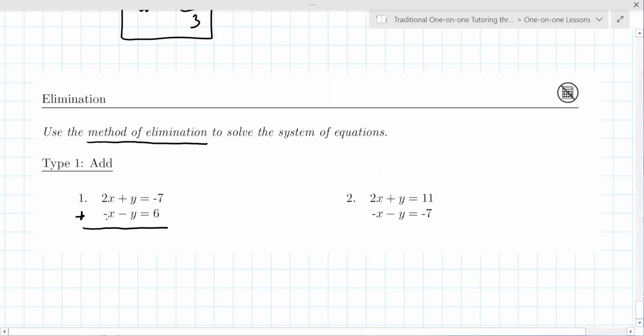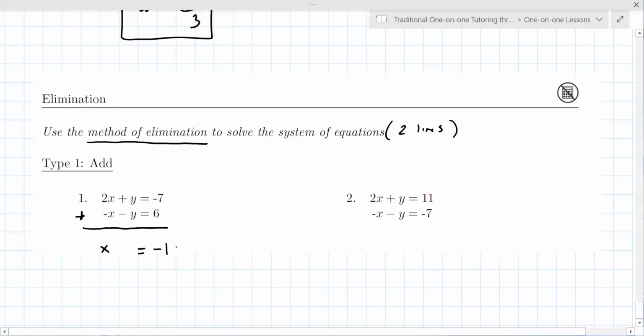So what is 2x minus x? X. Okay. What is y plus negative y, or y minus y? 0. I mean, you can choose to write it or not. What is minus 7 plus 6? -1. So a system of equations, in this case, is 2 lines. 2 lines intersect at a point. So your solution is not x equals -1. You need a y value as well.